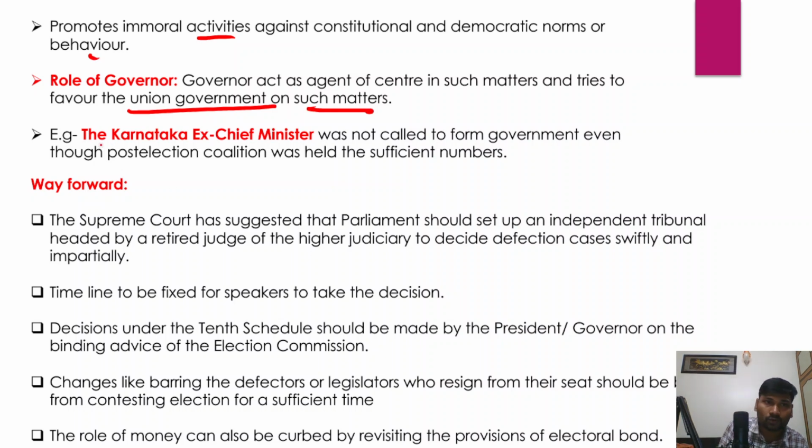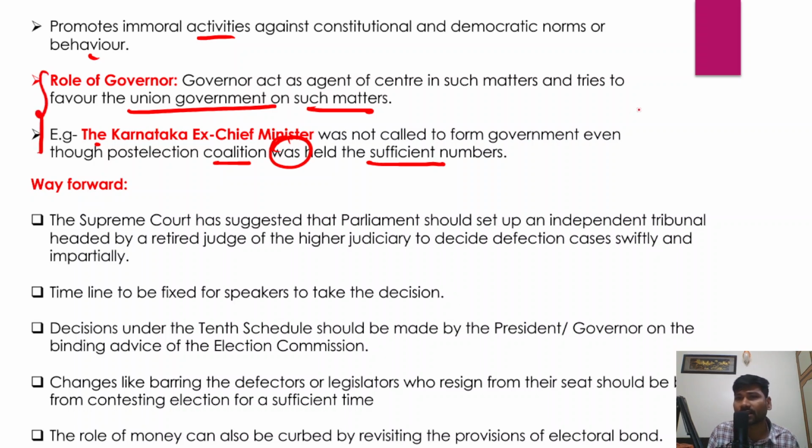So there are examples also. The example being the Karnataka chief minister was not called to form the government, even though the post-election coalition held sufficient numbers. Their post-election coalition numbers were sufficient, but even then the governor did not call the leader of that particular coalition to form the government, right? So I hope you knew about that. You know about this, how it actually happens.